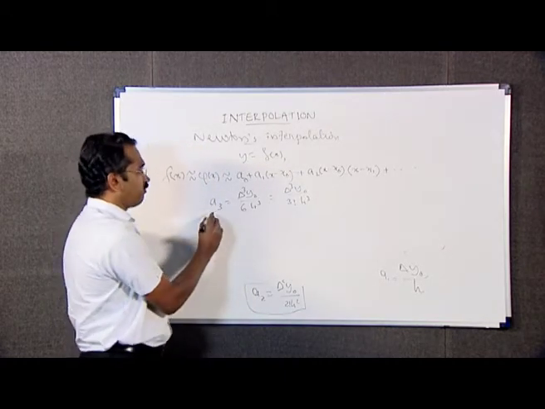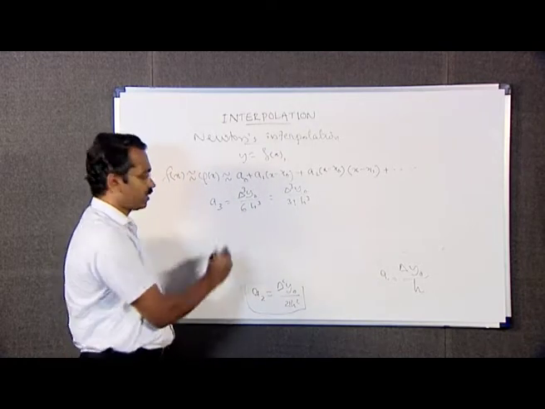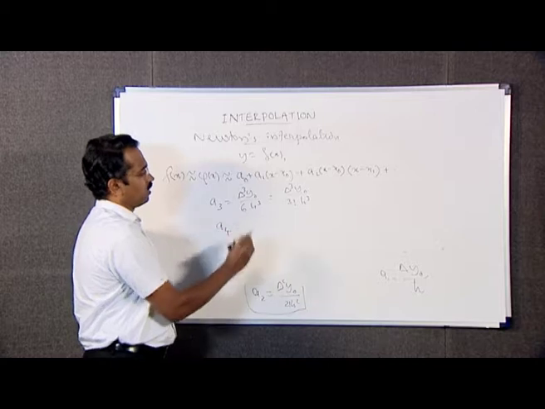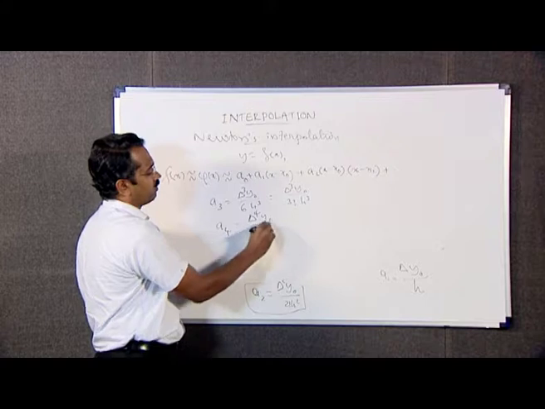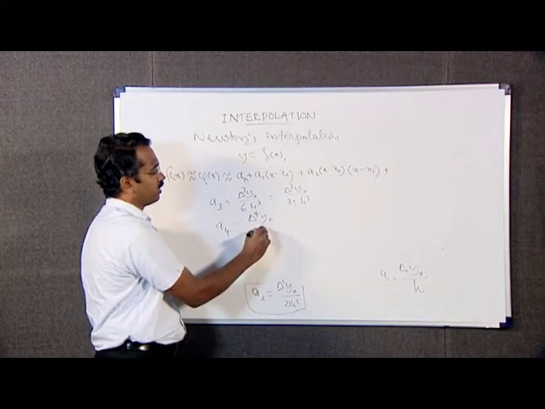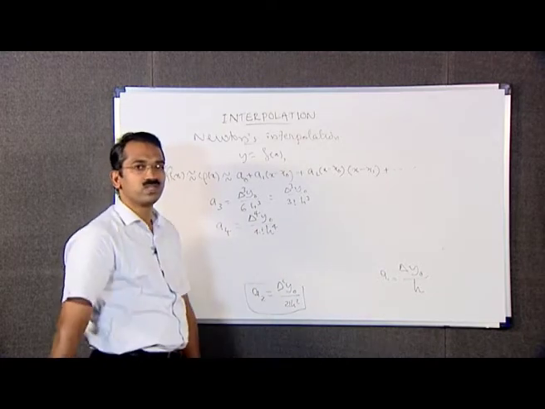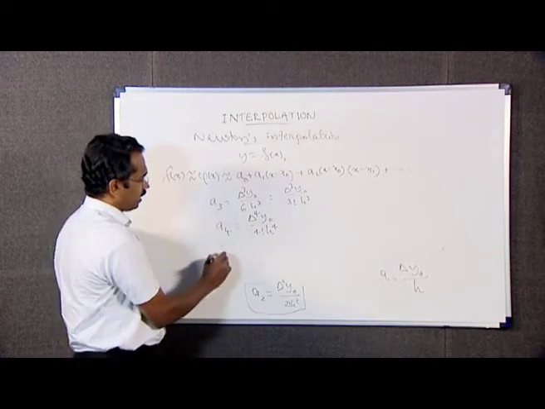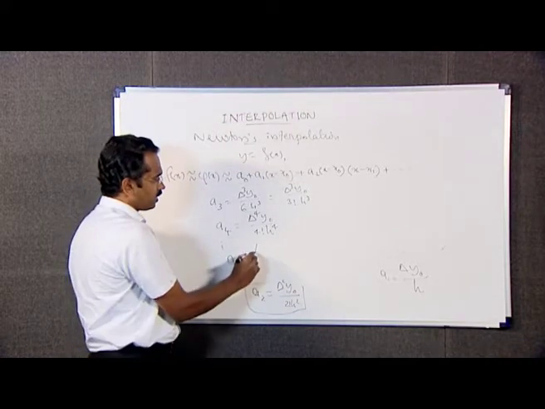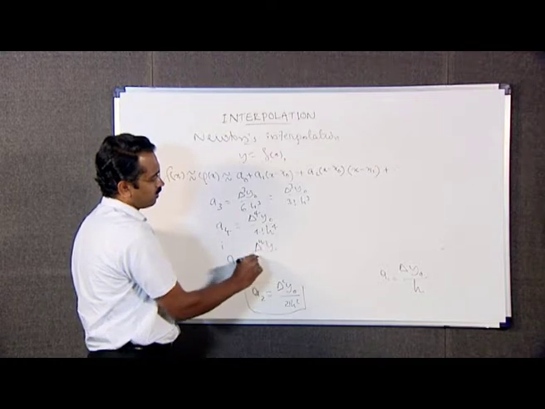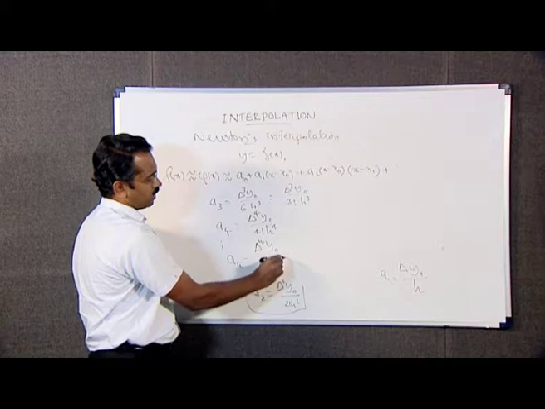And if we put x equal to x4, we will get a4 as delta raised to 4 y naught divided by 4 factorial into h raised to 4, and so on. In general, we will get a n as a n is equal to delta raised to n y naught divided by n factorial into h raised to n.